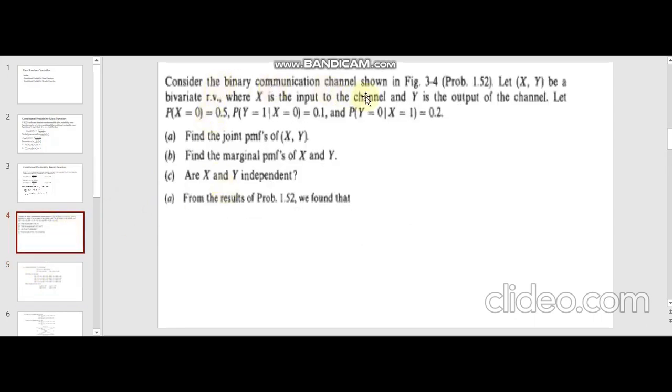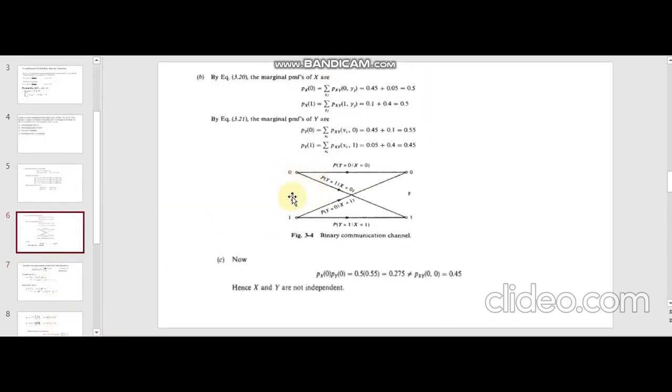Consider the binary communication channel. The figure is shown here. This is random variable x, and this is the random variable y. The random variable x could be 0 or 1. Similarly, y has possible values 0 or 1. So there is the conditional probability of y equal to 1 given x equal to 0. Similarly, the four possible probabilities are given here in this channel. So let us discuss this problem.